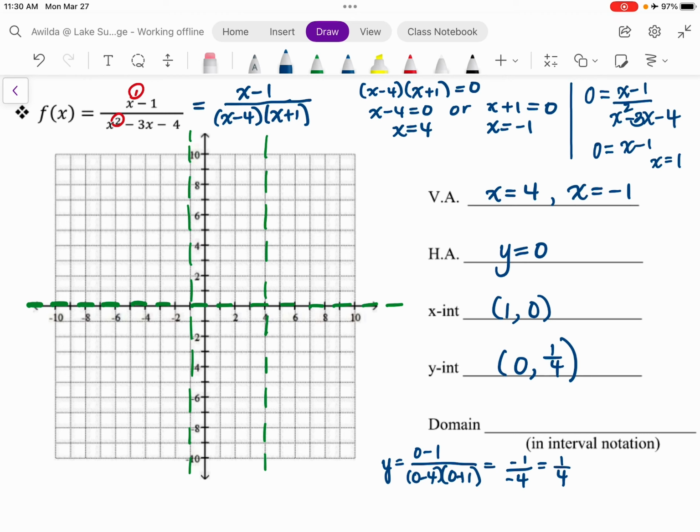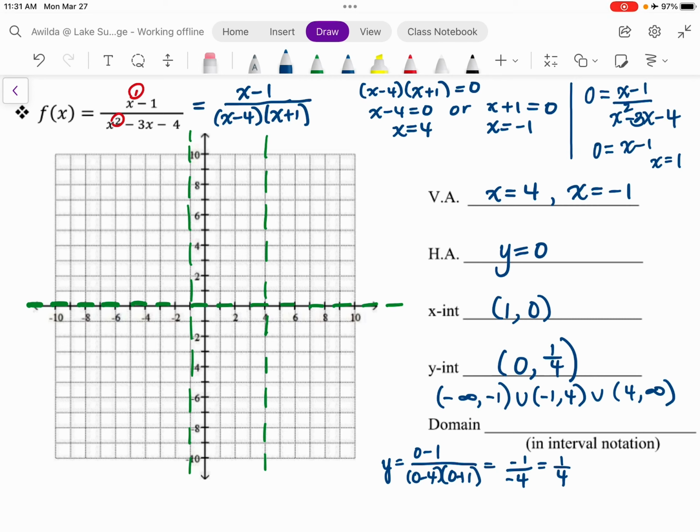In terms of the domain, we see that there are 2 values for x that have to be excluded. X cannot be 4 and x cannot be negative 1. This is where the vertical asymptotes occur. So we have to skip over 2 values. So in interval notation, we will write the domain as going from negative infinity up to, but not including, negative 1, and then the interval from negative 1 to 4, neither of those values included, and finally everything to the right of positive 4, so from 4 to infinity.